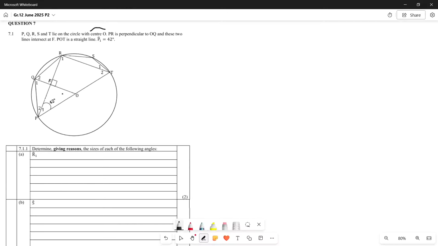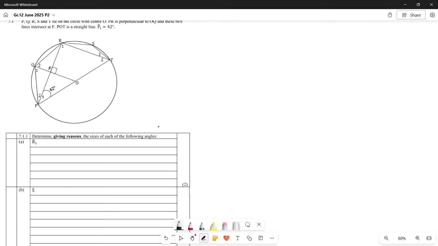If we have a 90 here, we also have a reason that we can work with. POT is a straight line, so that means that is our diameter, and then P1 equals 42 degrees, which they gave us on the diagram. So 7.1.1, determine, giving reasons, the sizes of each of the following angles.